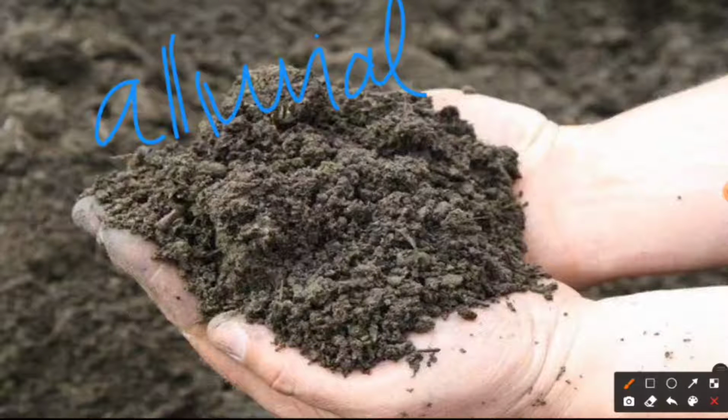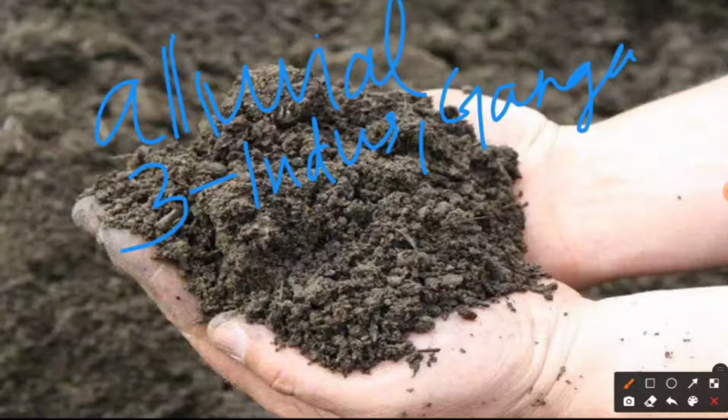Alluvial soil is the most fertile and widespread soil, and it is formed due to the deposition of fine silt called alluvium by the rivers. And these have been deposited by 3 important Himalayan rivers, such as the Indus, Ganga, and Brahmaputra.